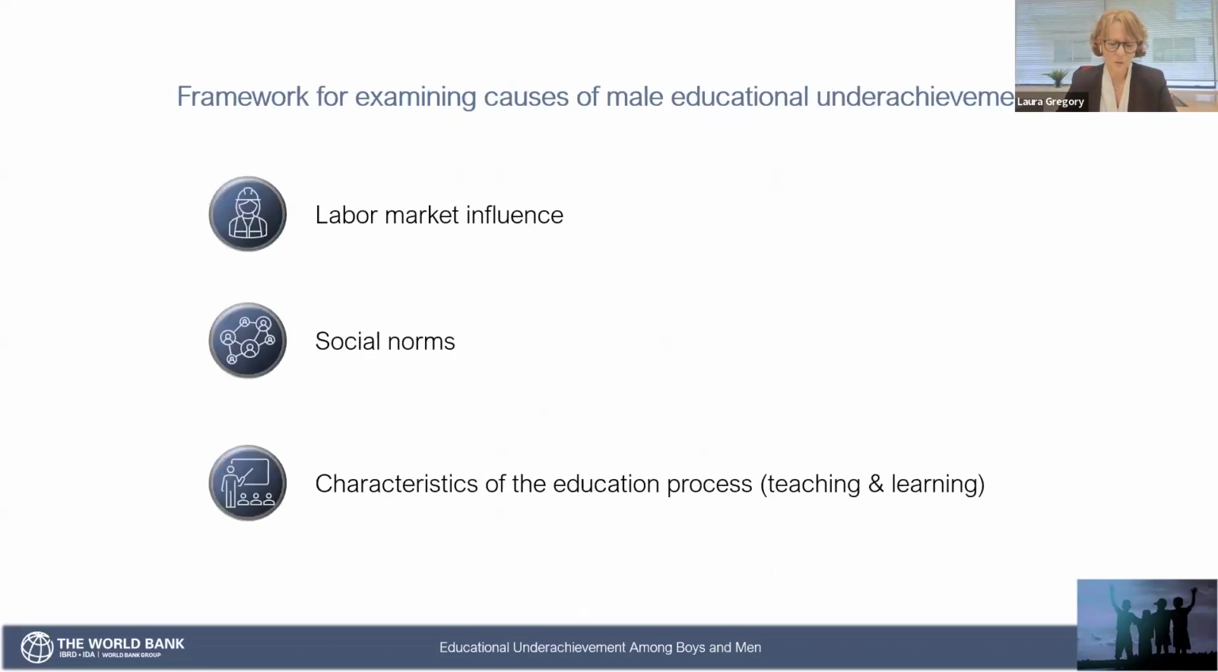Then in terms of what explains it, we structured our report within a framework consisting of three key elements. Firstly, labour market influences that contribute to underachievement. Secondly, social norms that might encourage or reinforce underachievement. And thirdly, characteristics of educational processes or teaching and learning that may unintentionally promote underachievement.